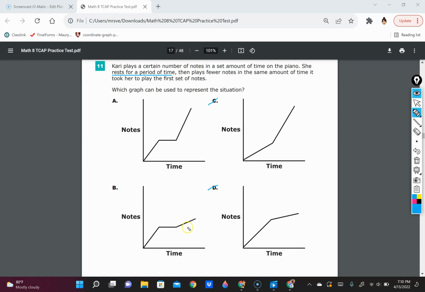So in B, we can see that the final set, we have a flatter line, which indicates going slower. And at the beginning, we have a steeper line, which indicates going faster. And then we also have this rest period.